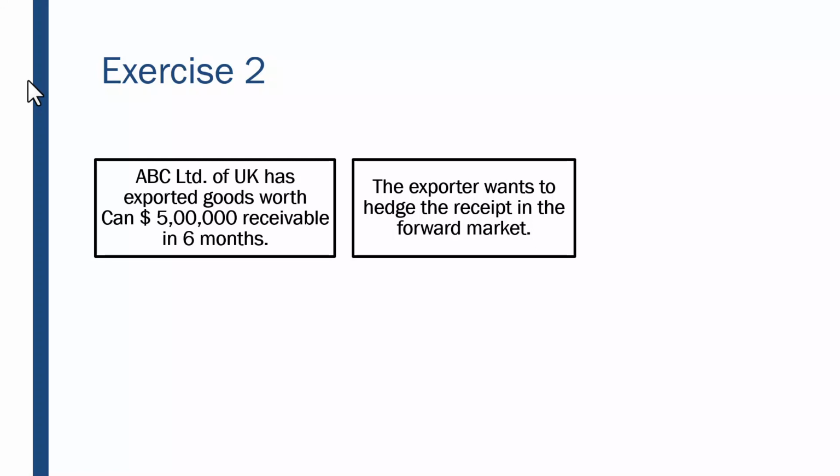So who is the exporter? ABC. Now why would he like to hedge? Because if 5 lakh, he's going to get 5 lakh Canadian dollars. If the Canadian dollars are going to depreciate, or rather, what will happen here?